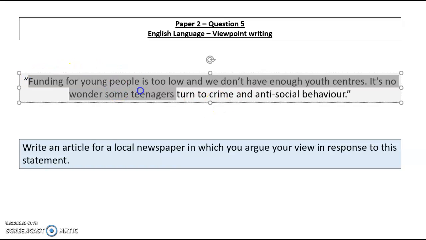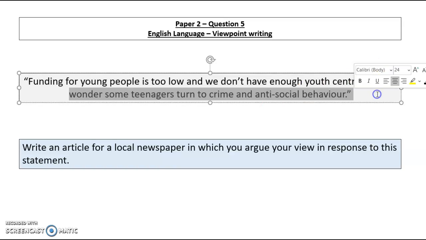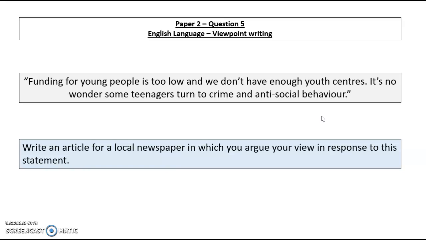We've obviously got the first half of the statement, the cause bit of it, if you like, that funding for young people is too low, we should have more youth centres. And then we've got the effect, the consequence side of it, that as a result of a lack of funding, some teenagers turn to antisocial behaviour. They haven't got anywhere to go, they hang out in groups, that kind of thing. So processing the statement is important, but also not thinking you have to respond to every element of it.